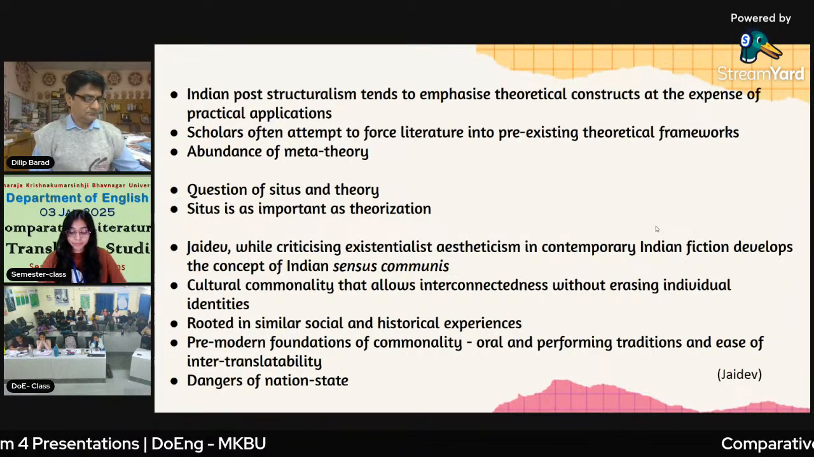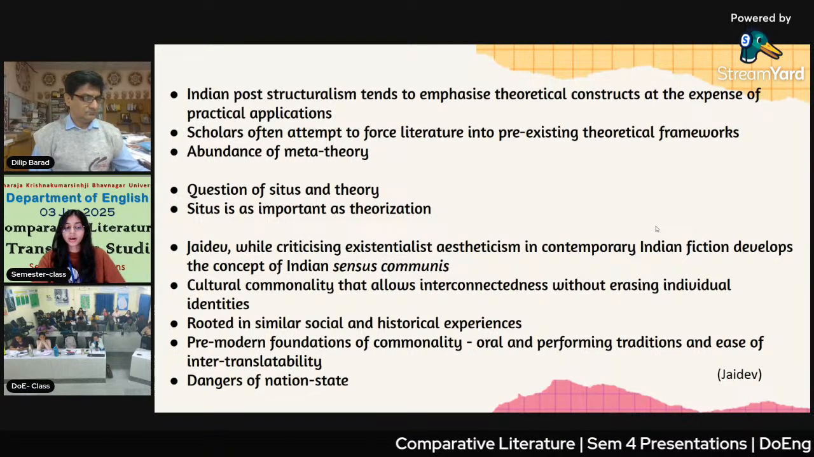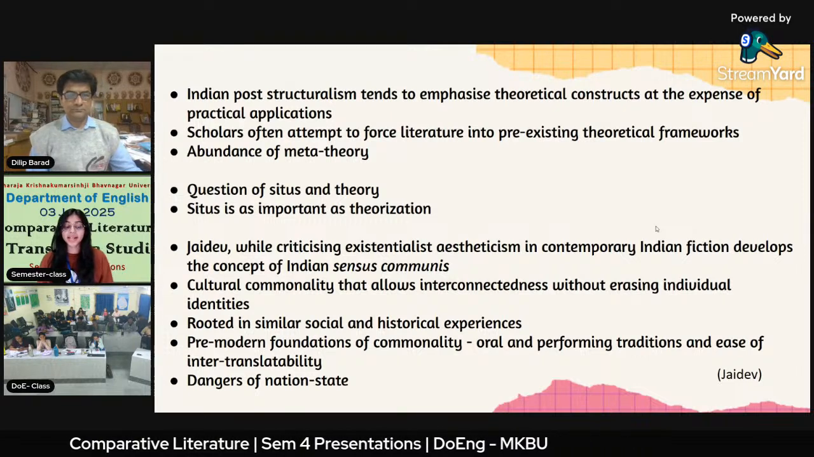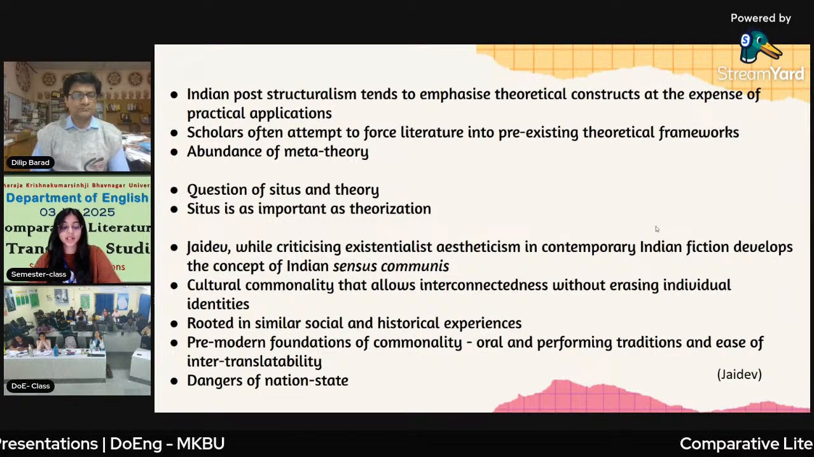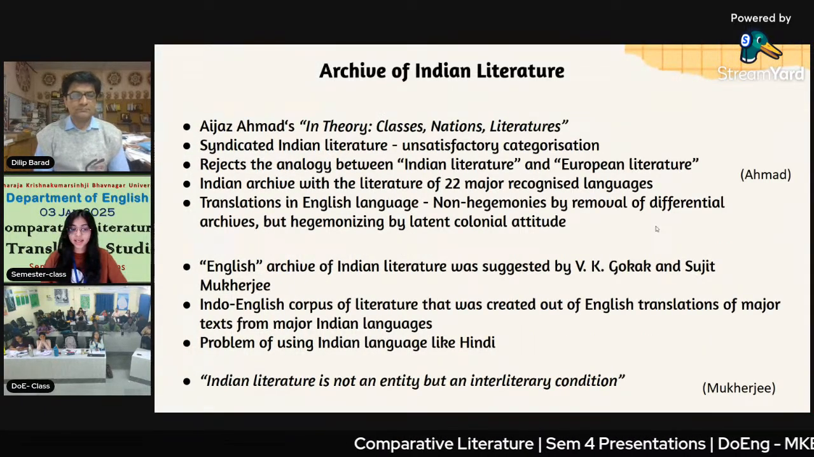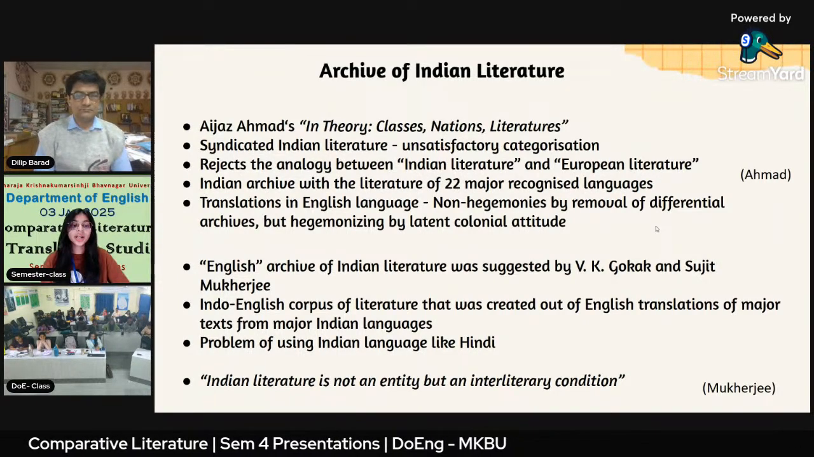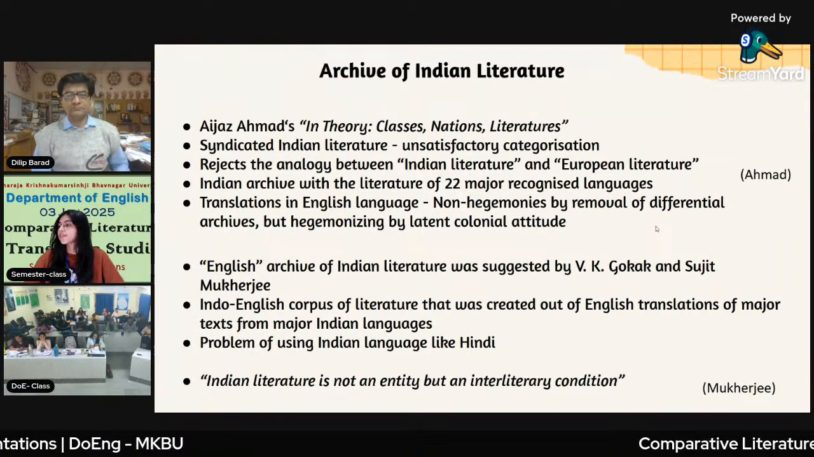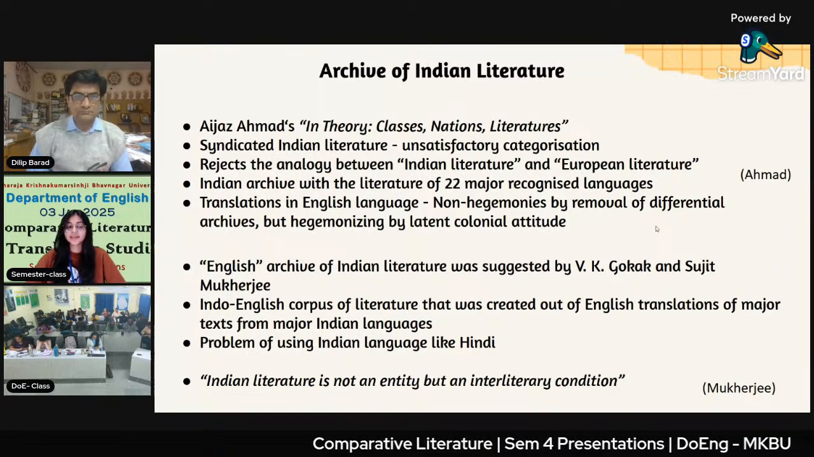And here Amiya Dev suggests that Jayadev's concept is only working in pre-modern times, because if this is implied in today's time, then there are dangers of creating a nation state. The concept of nation state is more elaborated by Aijaz Ahmad in his work In Theory: Classes, Nations, Literatures. Aijaz Ahmad says that a syndicated Indian literature is often an unsatisfactory categorization. It is not a proper categorization, and there is something that remains.